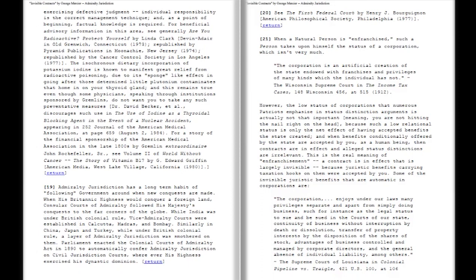Return. 20. See the First Federal Court by Henry J. Bourguignon. American Philosophical Society, Philadelphia, 1977.